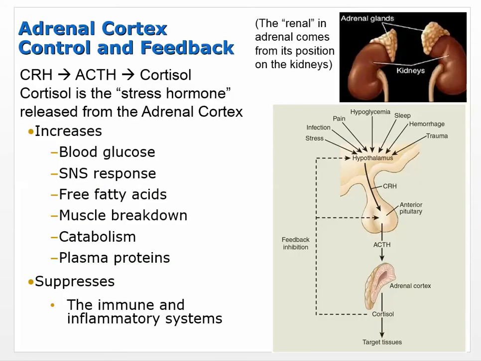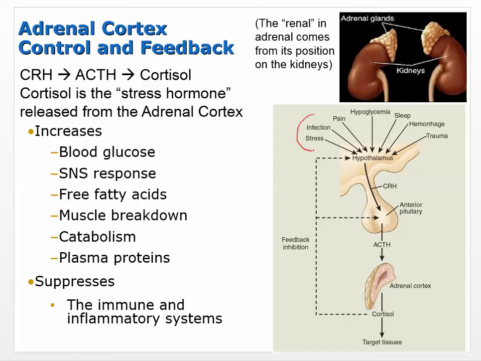Okay. So the last thing we're going to talk about is the adrenal gland and the adrenal cortex control and feedback. There's the corticotropin releasing hormone that's released by the hypothalamus, and then adrenocorticotropic hormone, which is released by the pituitary. Okay, so it's got that axis, that HPA axis, hypothalamic, pituitary, adrenal axis.